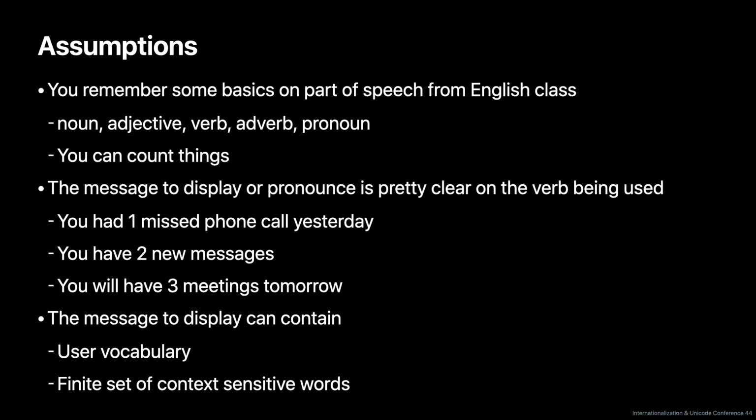It's pretty constant. Now in the messages, you could say you had one missed phone call yesterday, or you have two new messages, or you will have 3 meetings tomorrow. Those would be 3 separate messages, and they each have the tense pretty clear. The word is, or had, or have, or will is constant. The message to display can contain user vocabulary, and it could also contain a finite set of context-sensitive words. And I will go into more detail about that later. But to start off, let's talk about some concrete examples.